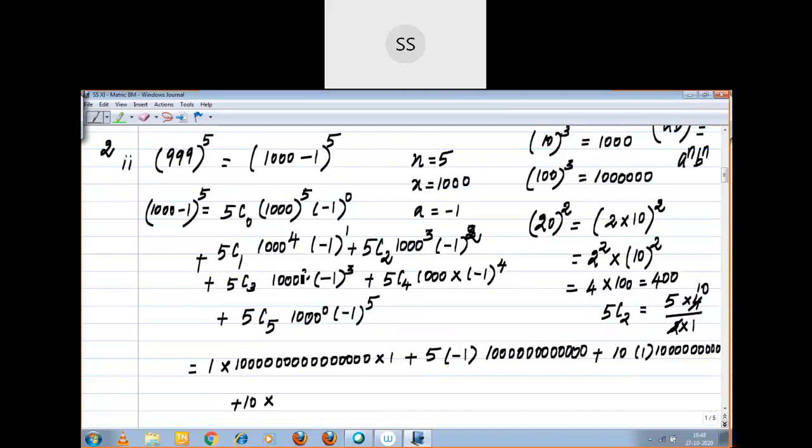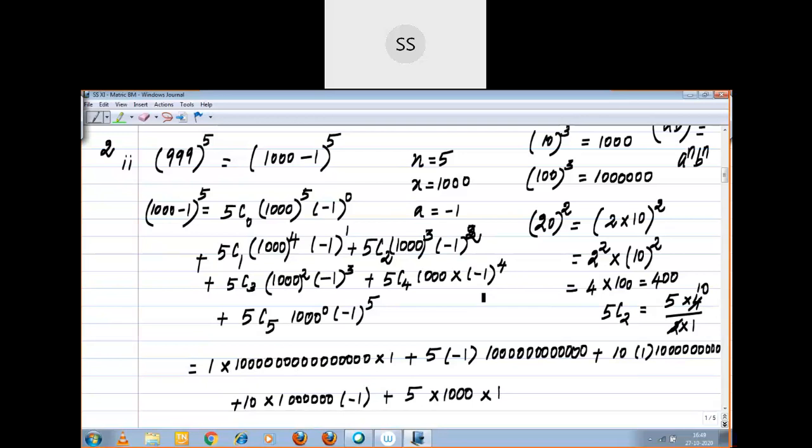Now 5C3. 5C3 is equivalent to 5C2. So 10. 10 into, here 3 zeros, power is 2. Got it? So 3 into 2, 6. How many zeros you want to add? 6 zeros. 1, 2, 3, 4, 5, 6.